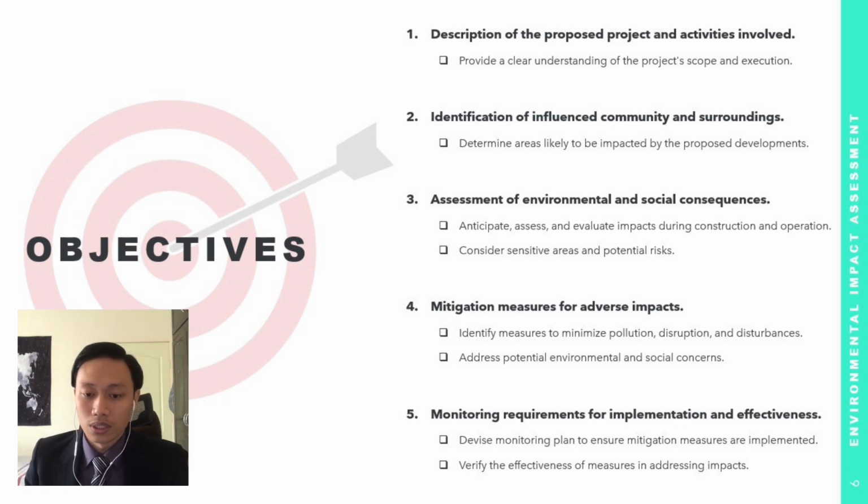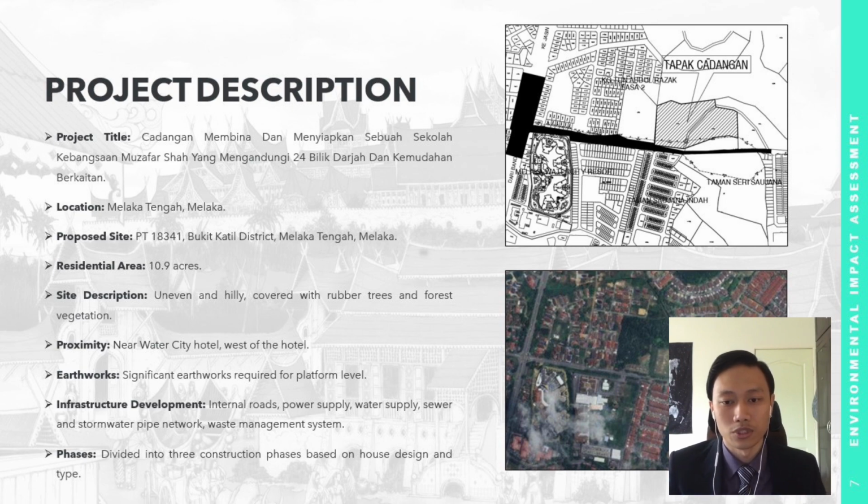The fourth one is the mitigation measures for adverse impacts. We need to identify measures to minimize pollution, disruption, and disturbance. Also, address potential environmental and social concerns. The last one is monitoring requirements for implementation and effectiveness. We need to devise a monitoring plan to ensure mitigation measures are implemented. Also, verify the effectiveness of measures in addressing impacts. The next slide is project details.